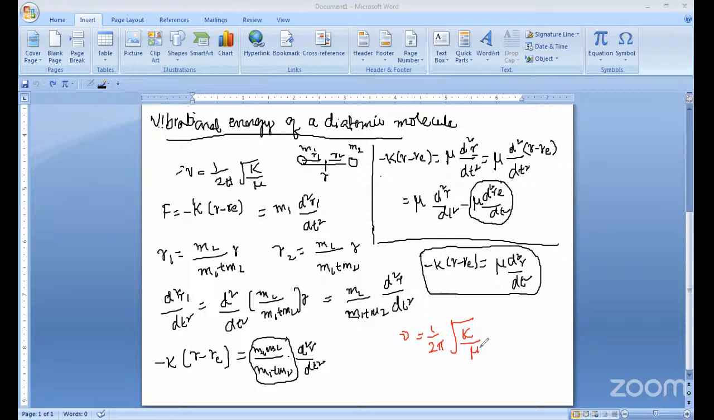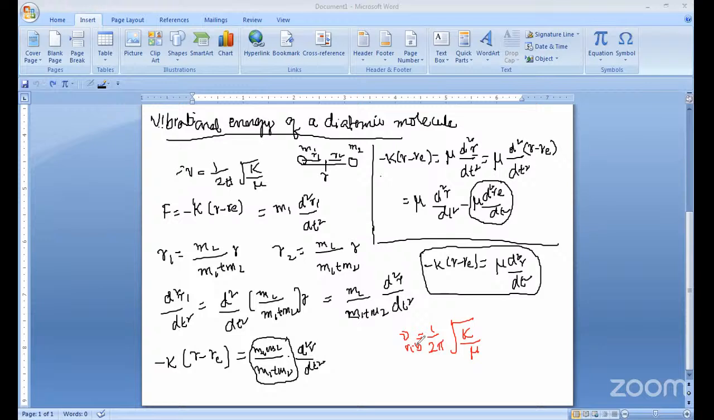That is the frequency of vibration, nu vibration, which is equal to 1 by 2 pi under root of k by mu. K is the force constant and mu is nothing but the reduced mass. So this expression we have got is according to classical mechanics.